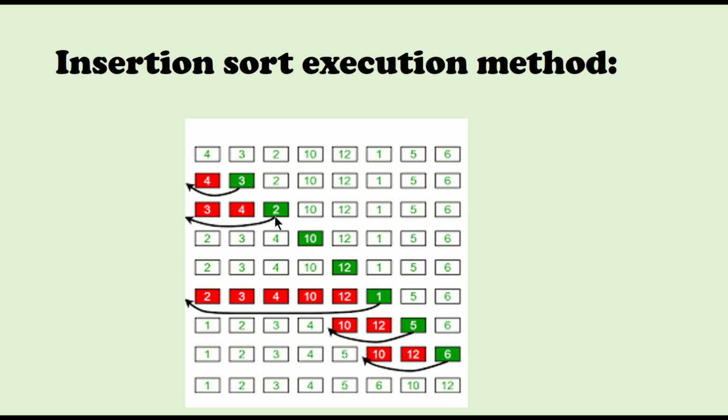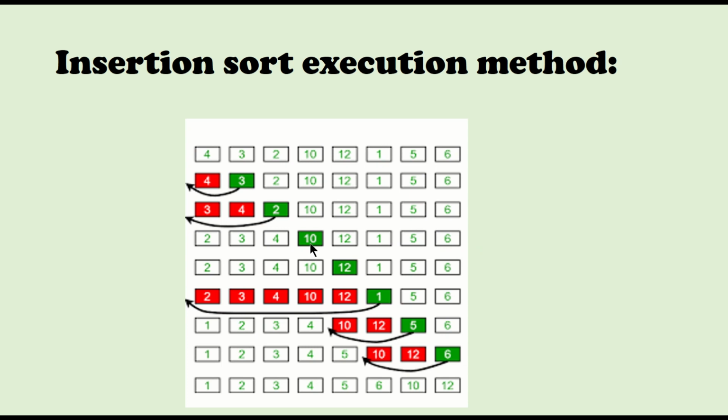Now take the next element from the unsorted list, which is 2. Now you have to compare it with the sorted list. So in the sorted list, where is it supposed to be? It's supposed to be in the first position. So inserting into the appropriate place, the list will become 2, 3, 4. So now this is your sorted list and from 10 onwards this is the unsorted list.